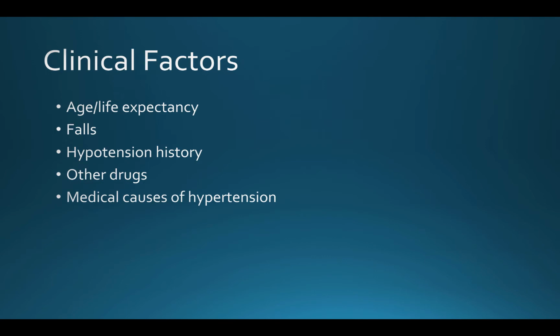Clinical factors that you must think about: age, life expectancy. If you've got somebody on hospice, do we care if their blood pressure is 142? Are we going to get more aggressive with their antihypertensive therapy? No, we're likely not going to. Same thing with patients that have had a lot of falls, a lot of low blood pressure history in the past. We're looking at quality of life, not quantity, potentially there.